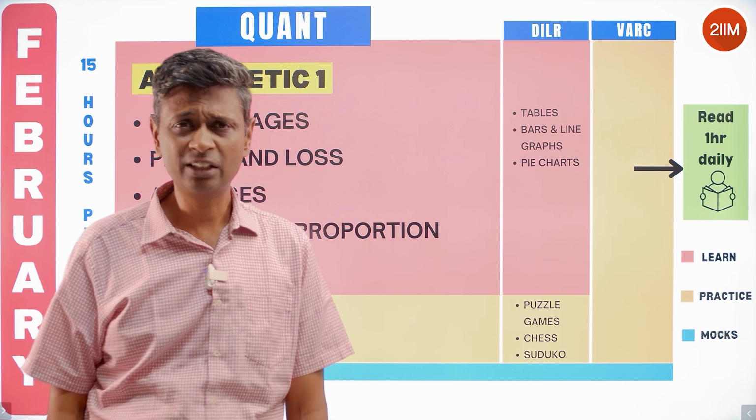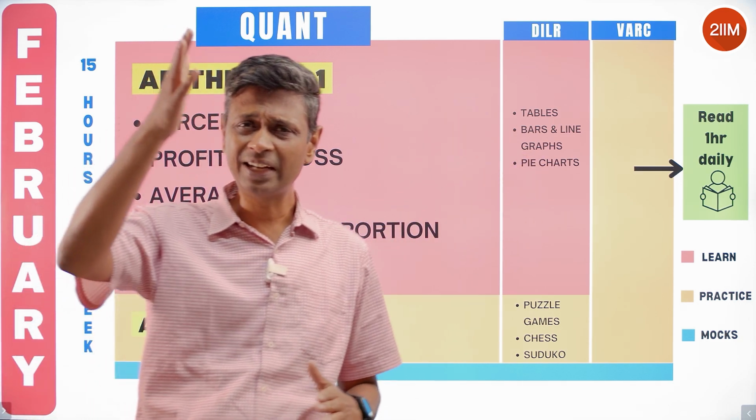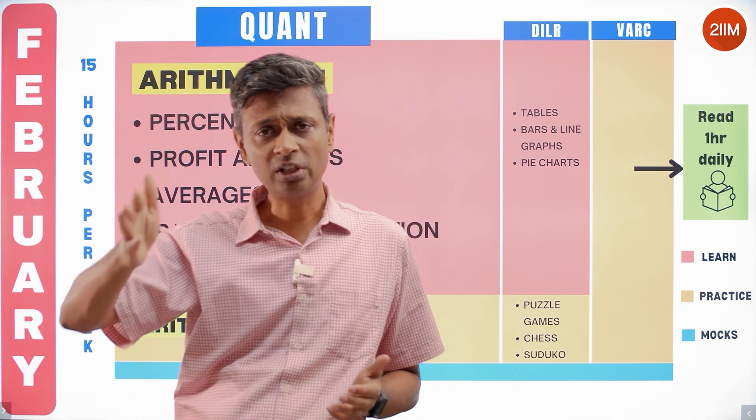When it comes to DILR, there's a bunch of standard stuff, so tables, bar graphs, line graphs, pie charts, standard data interpretation templates, standard logical reasoning templates.